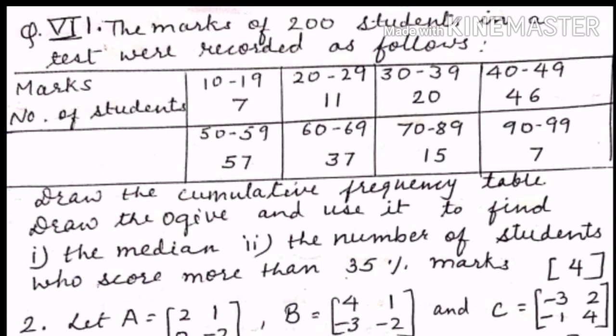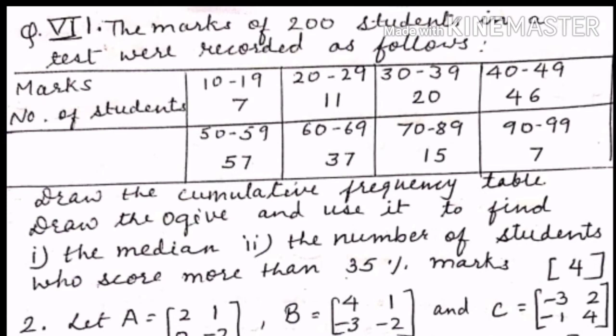By using your adjustment factor, that is 0.5, you will just correct your boundaries first, and you have to draw the ogive. Ogive you have already studied, the upper limits you have to draw, and the frequency you have to draw in y-axis and upper limits on the x-axis. Likewise, you will put the dot and draw a free hand curve, that is ogive. Do not use scale, student, it is strictly not allowed. Then you have to find the median value.